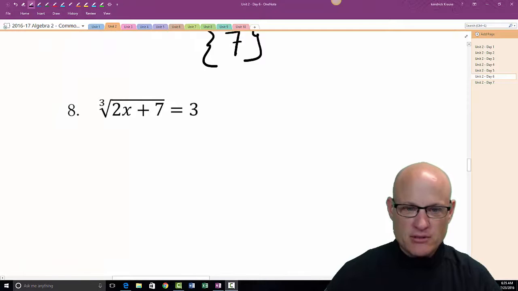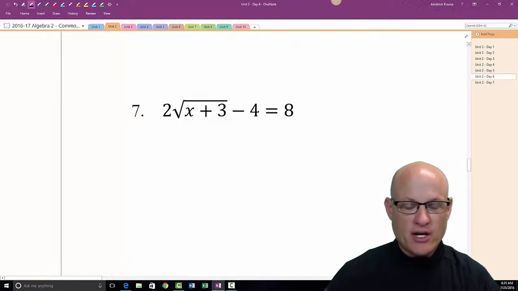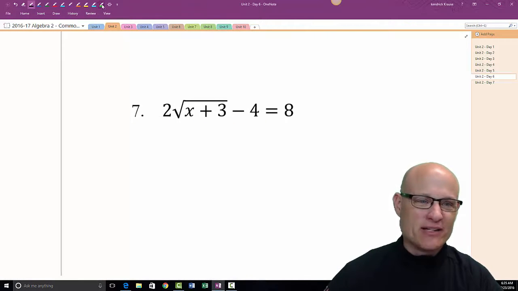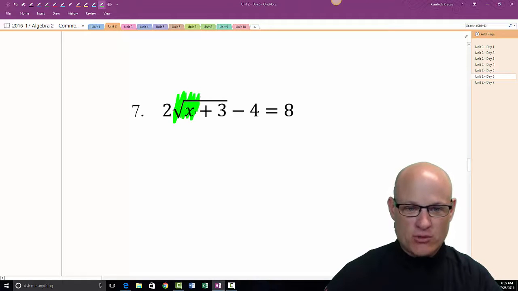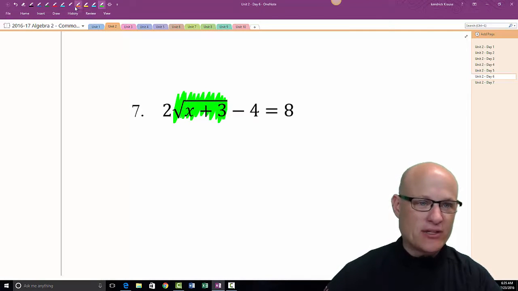Come on with your bad self. All right, we got to isolate the weird thing. We got to get the weird thing alone. The weird thing is right here. So we got a lot of stuff to get rid of.